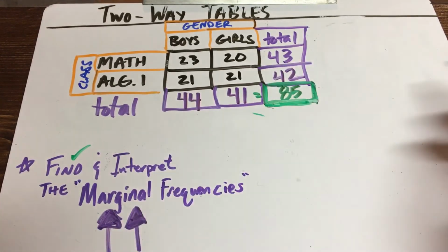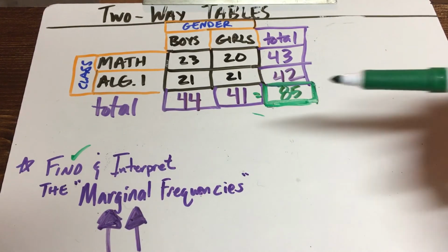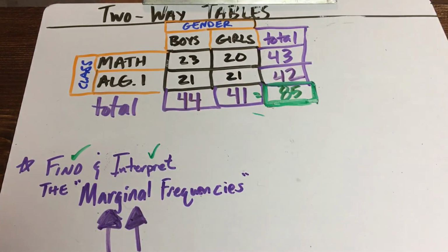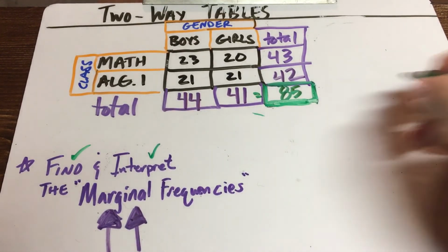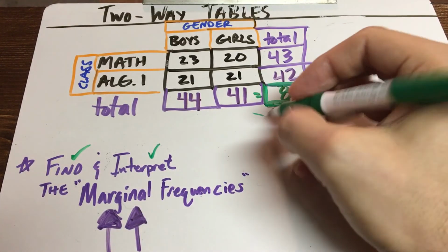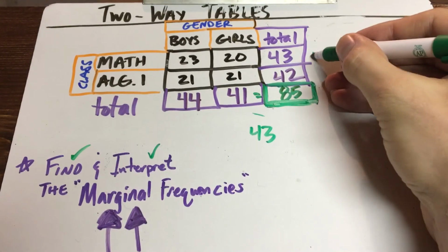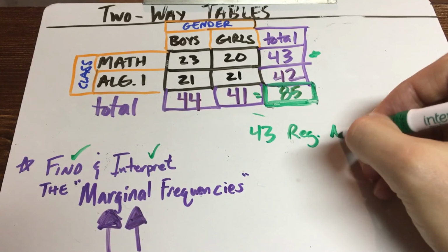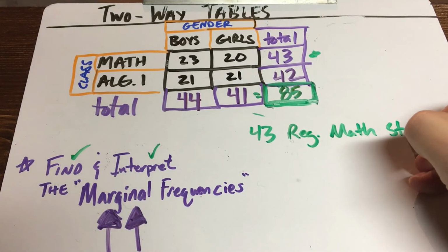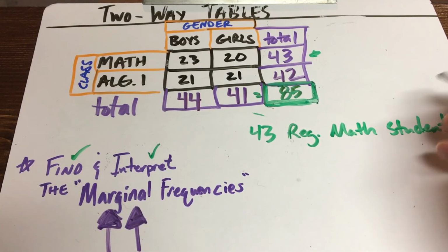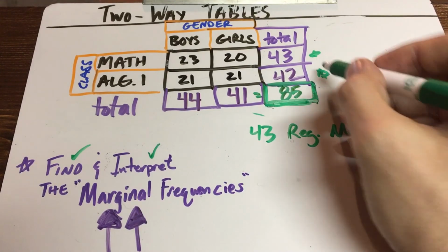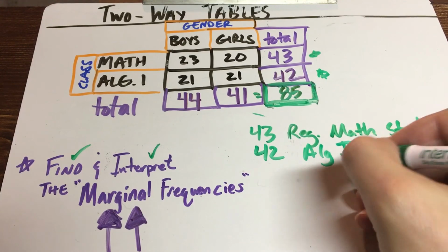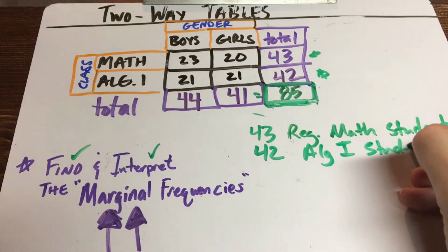Okay, so now I found them, right? All these purple numbers and the green number are marginal frequencies. And then if it asks me to interpret it, I'm not going to write all these out. But if I wanted to, I could say there were 43, I could go right here and say there were 43 regular math students. I'm just going to abbreviate to save time. I could say this person had 42 Algebra 1 students.